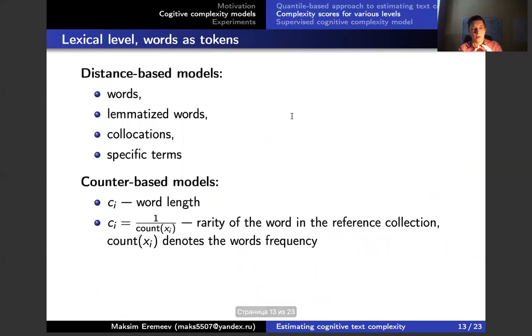Okay, so next up is the lexical level. Tokens can be separate words, but it's useful to apply lemmatization or stemming. We need such a transformation because the word vocabulary turns out to be vast, and that makes our distributions less precise. Words as a language entity are large enough to introduce a counter-based model. The complexity can be the word's length or its rarity in the reference collection. Indeed, rare specific tokens require more professional preparation to handle them rapidly.